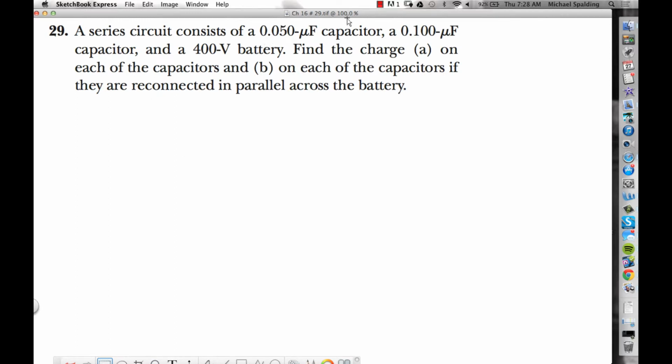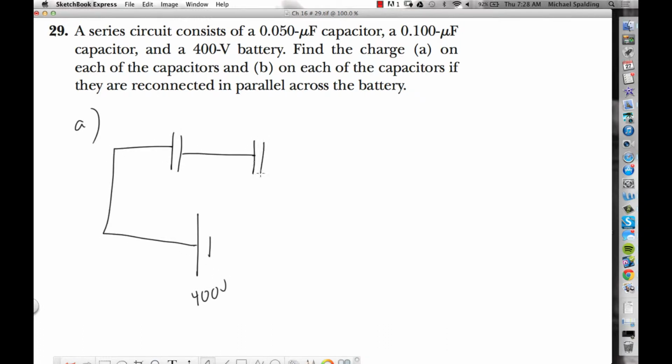Okay, so we have two capacitors connected to a 400 volt battery in part A. They're in series. So here's your diagram. Here's what it would look like for part A. You got a 400 volt battery and then two capacitors in series: 0.05 microfarad and then 0.1 microfarad.